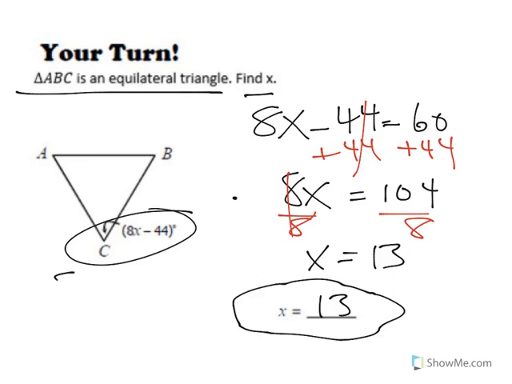Okie dokie, and just to make sure, let's say 8 times 13. I'm just going to substitute into this expression here. Now we get 8 times 13 is 104. And 104 minus 44, well, that's 60. So it checks out. That makes sense because we know that this angle has to equal 60. Algebra was good. Let's move on.